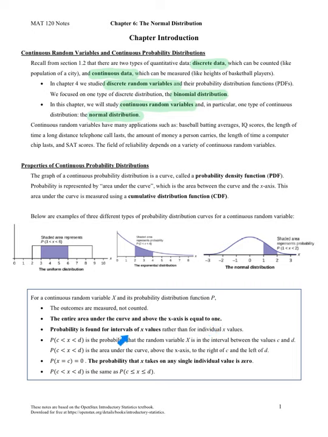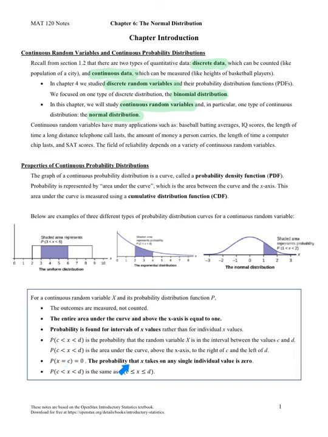Probability is found for intervals of x values rather than for individual x values. When you see notation like this, or sometimes like this, it represents the probability that the random variable is in the interval between C and D, or the area under the curve above the x-axis that is to the right of C but to the left of D.